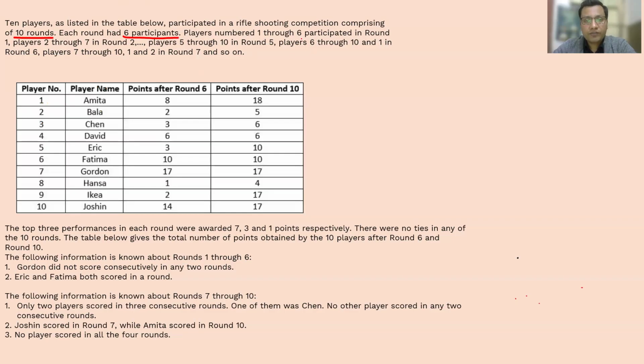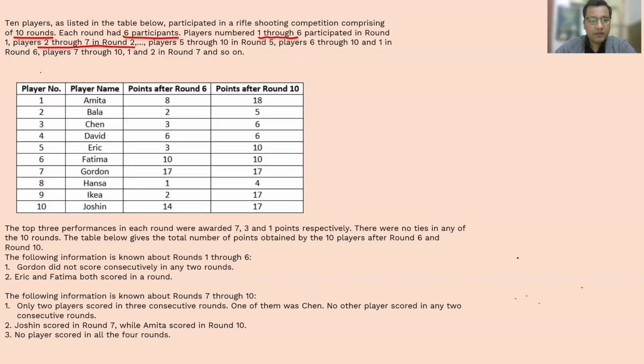Players number 1 to 6 participated in round 1, player number 2 to 7 in round 2. Okay, that means in round 1, player number 1 to 6 have participated. That means player number 7, 8, 9 and 10 did not participate. Similarly, in round 2, player number 2 through 7 have participated. That means player number 1, player number 8, 9 and 10 have not participated in round 2, and so on and so forth.